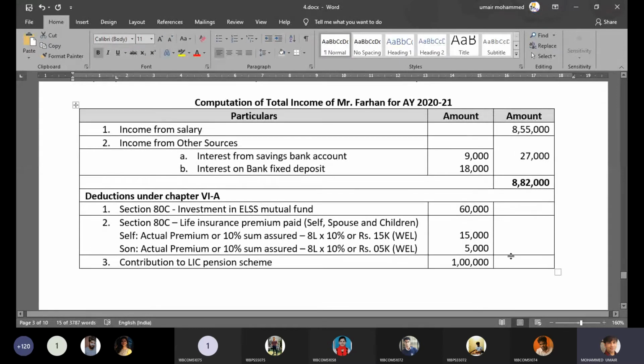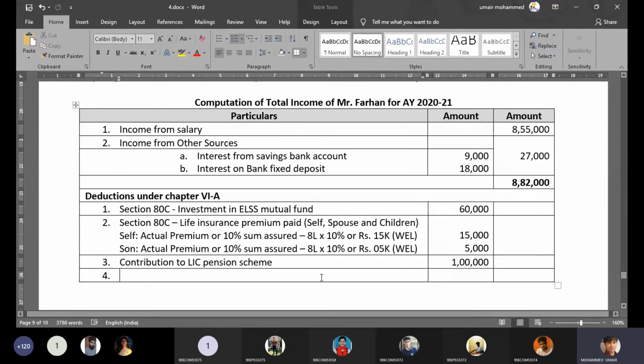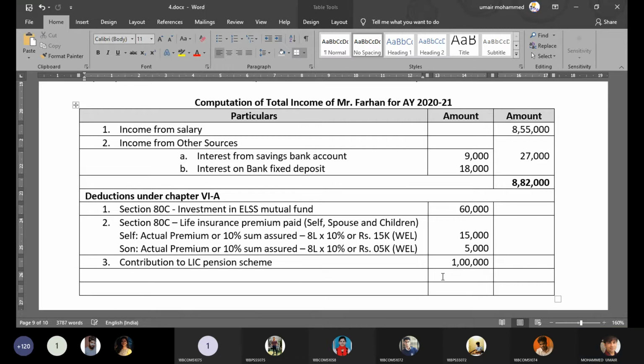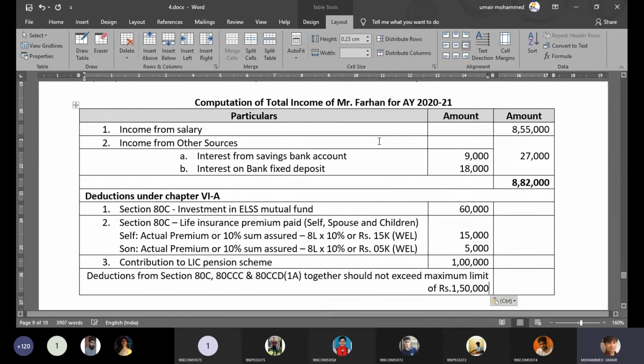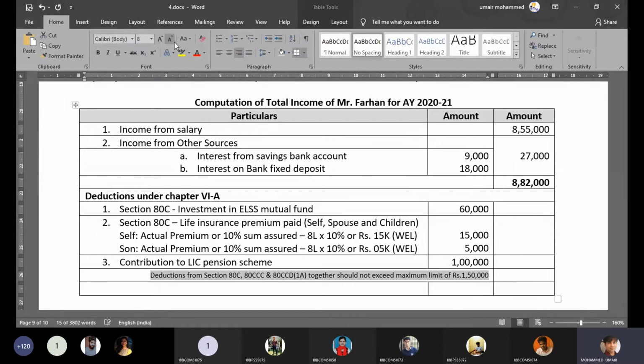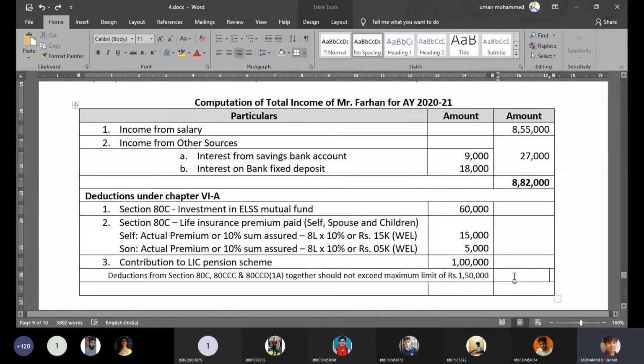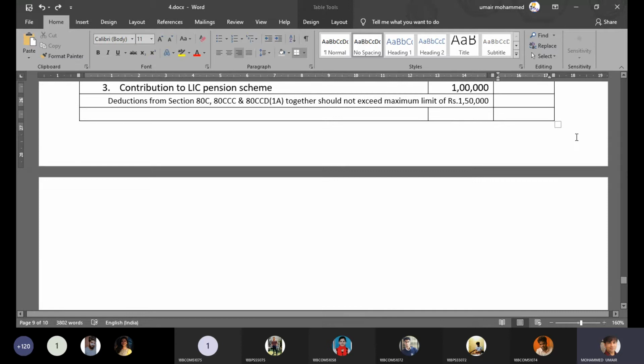What we are doing, if you look at the amount, you have to curtail this amount. If you add 60,000, 15,000, 5,000 and 1,00,000, it comes to 1,80,000. But as per the rule, all these three sections combined together, the permissible deduction cannot exceed 1,50,000. So even though the assessee has more amount to claim, we have to restrict this to 1,50,000. We can't go beyond this.